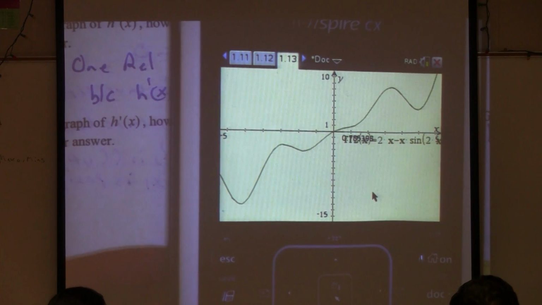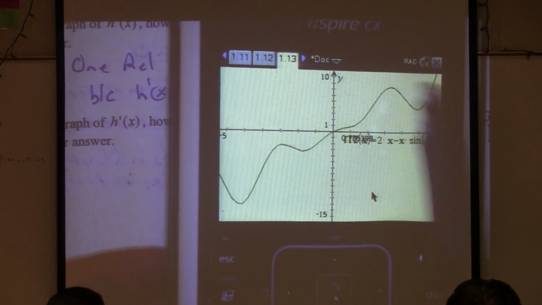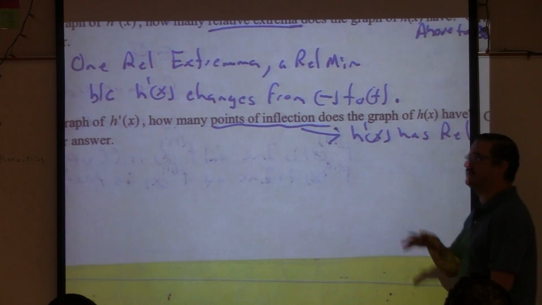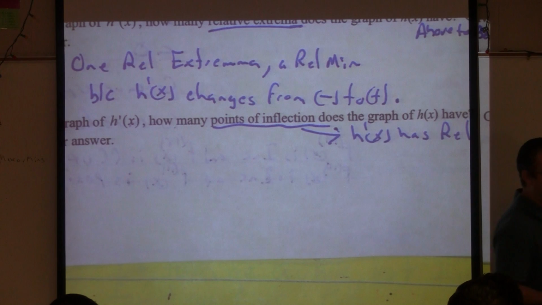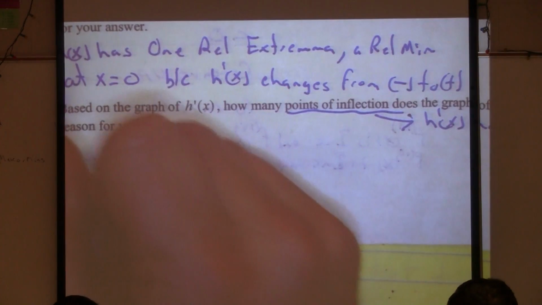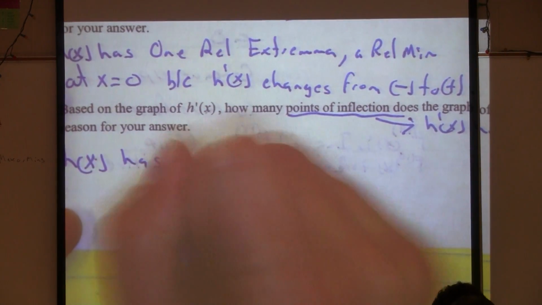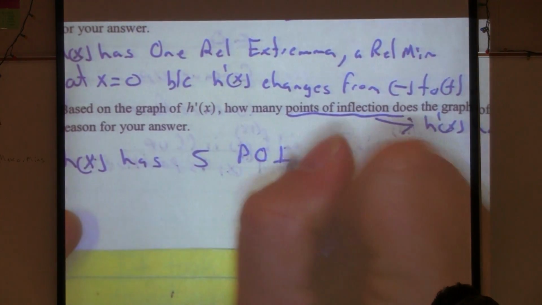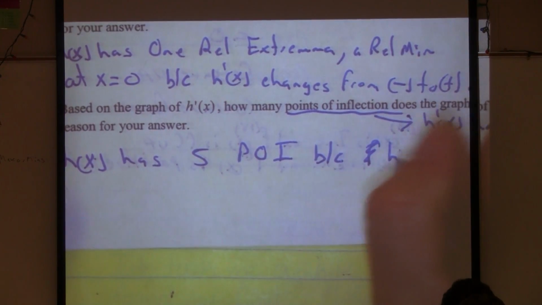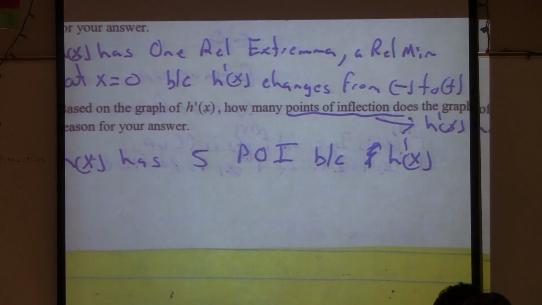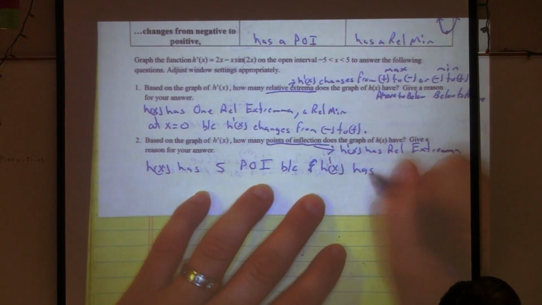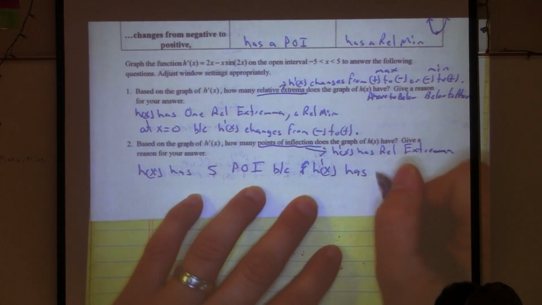Good. So how many are there? 1, 2, 3, 4, 5, right? So there's 5 relative max or min on the first derivative graph. Therefore, that means there has to be how many points of inflection on the original graph? 5. So h of x has 5 points of inflection because h prime of x has 5 relative extrema.